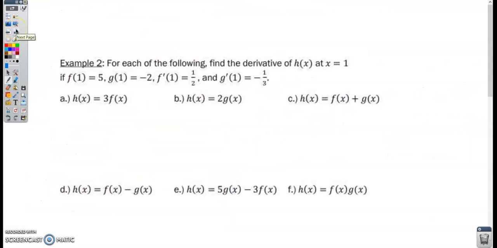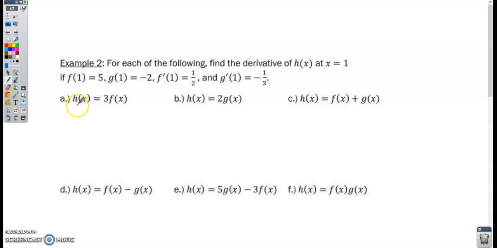For example 2, now we're going to deviate from the product rule a little bit and go back and review all of our rules, but do it with a numerical problem. What we've been given here is the value of the functions f and g, both at 1, and f prime and g prime, also both at 1, and we're being asked to find the derivative of h at x equals 1. So we're going to find the derivatives of all of these things using the rules that we know. So let's start with part A.